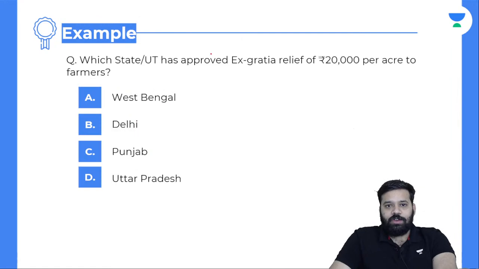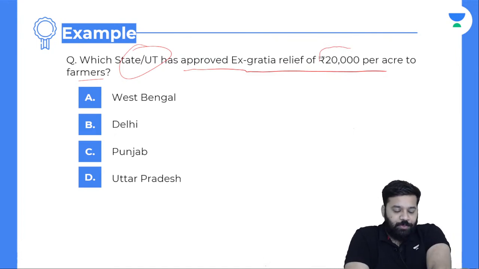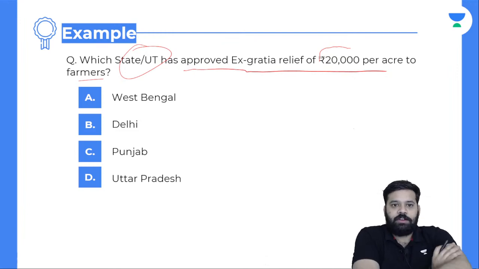Moving forward, which state or union territory has approved ex gratia relief of 20,000 per acre to farmers? Which is that state or union territory that approved 20,000 per acre ex gratia relief to farmers? Which state is that? West Bengal, Delhi, Punjab or Uttar Pradesh?